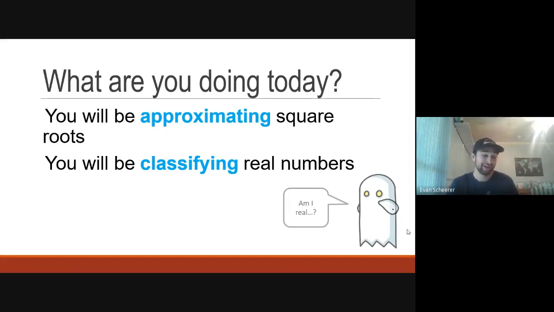Square root of 4, great. It's 2. 2 times 2 is 4. Square root of 9, great. 3 times 3 is 9. Square root of 6. There's not two of the same numbers that multiply to 6. 2 times 2 is 4. 3 times 3 is 9. That doesn't work. 2 times 3 is 6, but the 2 and 3 are not the same numbers. So we need to approximate. And we're also classifying real numbers.